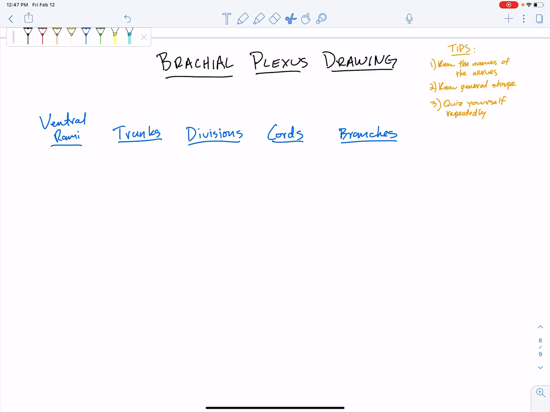I want to show you, or walk you through, how I draw the brachial plexus. A couple of tips. Number one, before you start drawing, make sure that you know the names of all the nerves, right? You can't draw it if you don't know what's there. So that really helped me to memorize those names first.